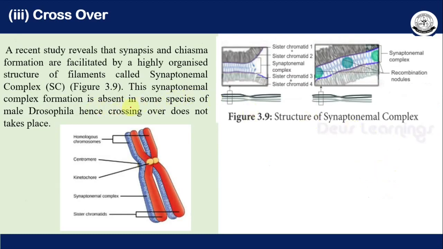Okay, I told you already that studies reveal that synapsis and chiasma formation are facilitated by a highly organized structure of filaments called the synaptonemal complex. I already told you that. It is very difficult to keep these two together, so a complex is formed. When we say sister chromatids, these two are in one chromosome and these two are in the next chromosome. So you can see like one red color, 1, 2, and then blue color, 3 and 4. The same thing is shown here.